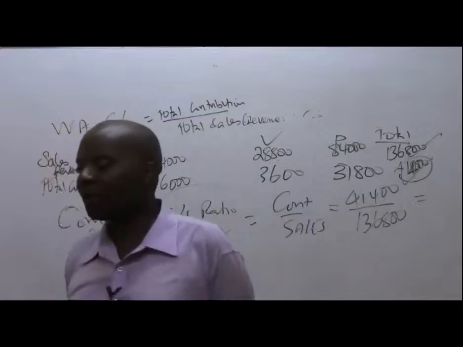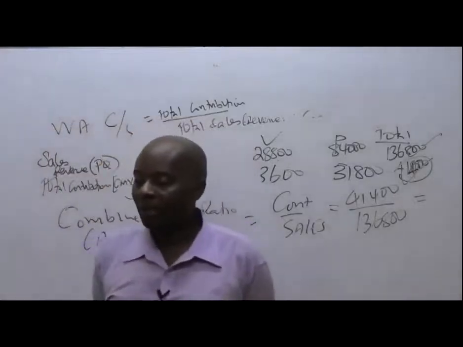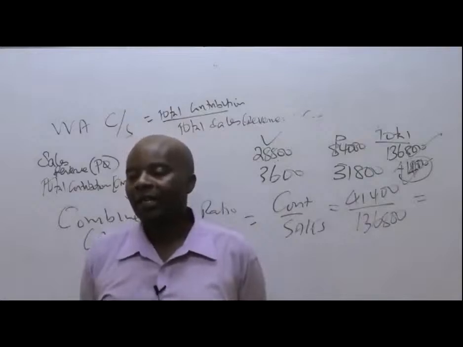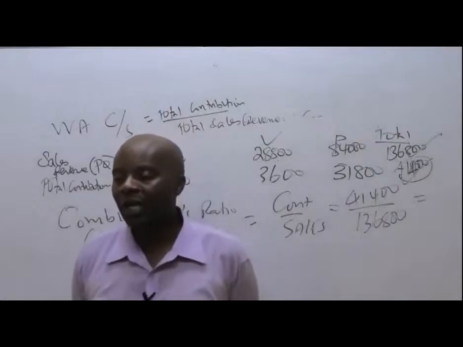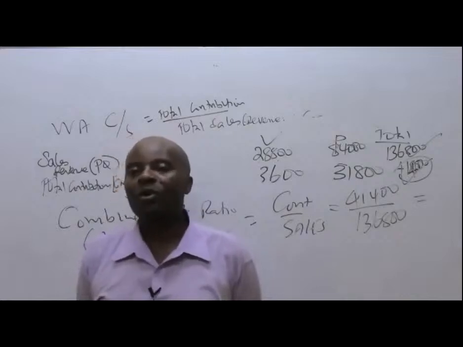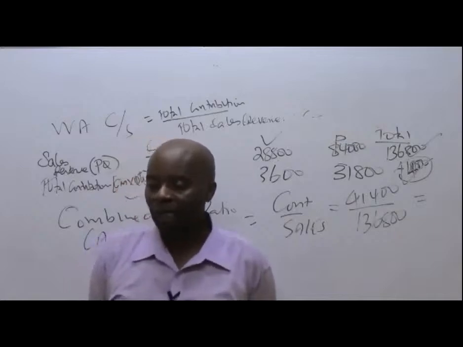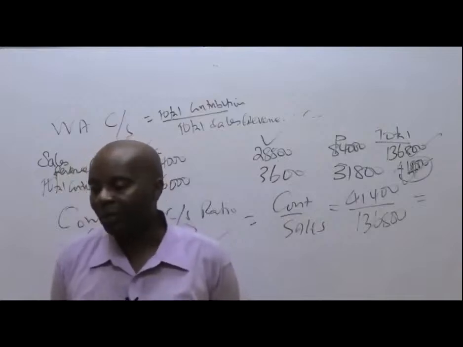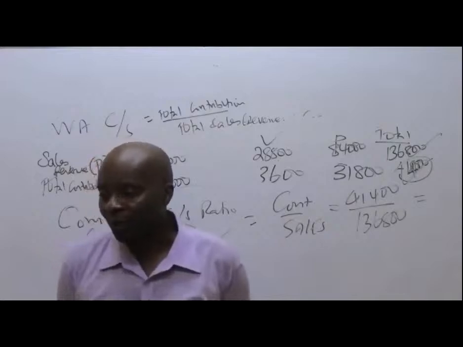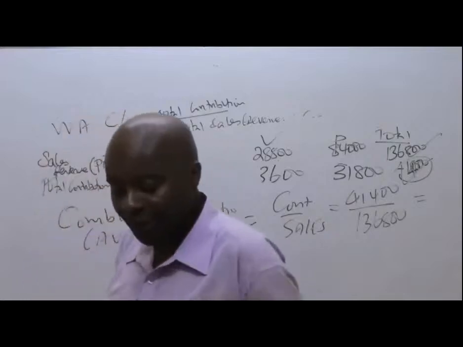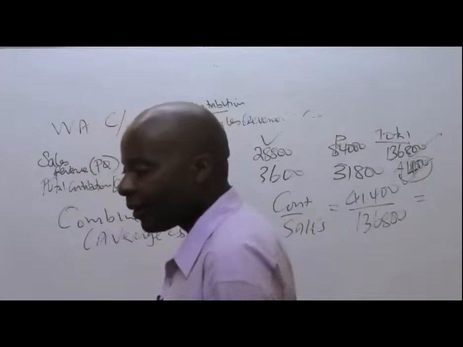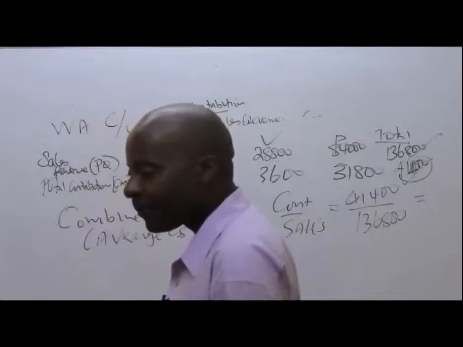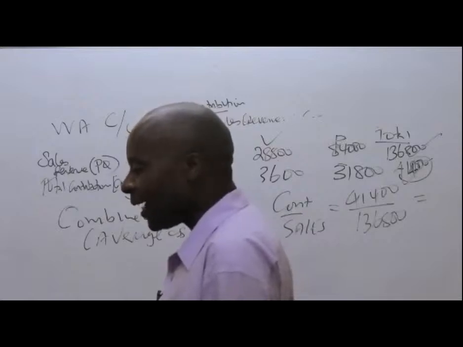Any other person who is able to get a number? 0.303. Margaret, 0.30. How about the other method? Who is able to remember the other method? The other method gave us what answer? 1.92. The other method gave us 1.92.